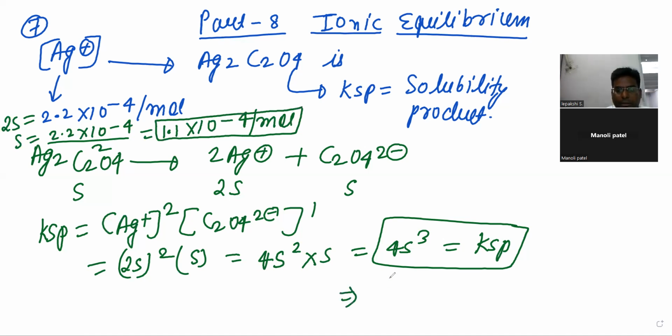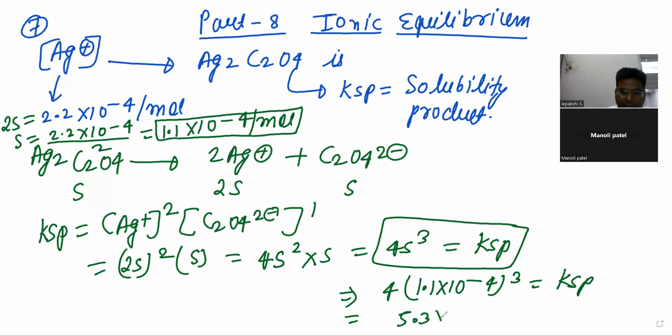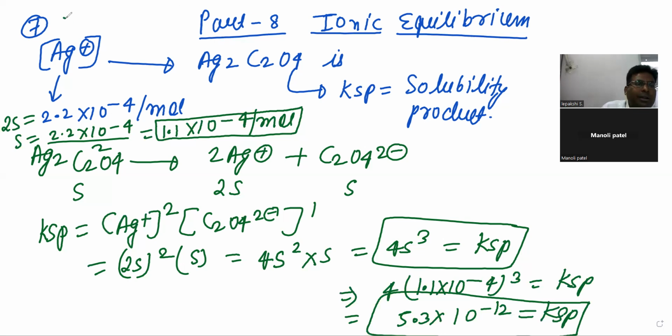Now put here: 4 into S, which is 1.1 × 10^-4, raised to 3, is equal to KSP. So multiply this and you will get 5.3 × 10^-12 equal to KSP. This is the value of the solubility product. It was asked in 2017, so please write it down.